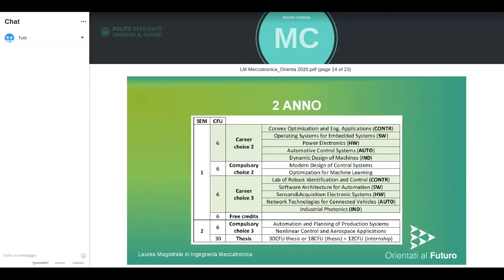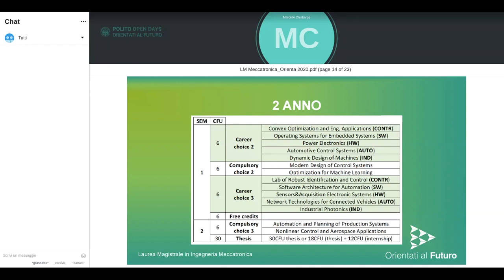As you can see, the choices are just related with courses of only 6 credits, and so the differences between each of the branches, each of the careers, is very light. Just to give you a chance to go deep into that area and to propose a quite well-organized study plan if you want to go deep in that kind of area.